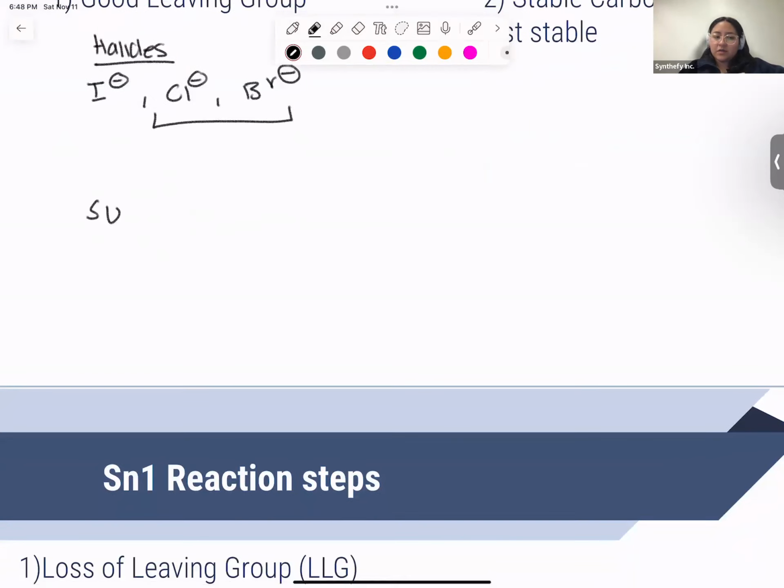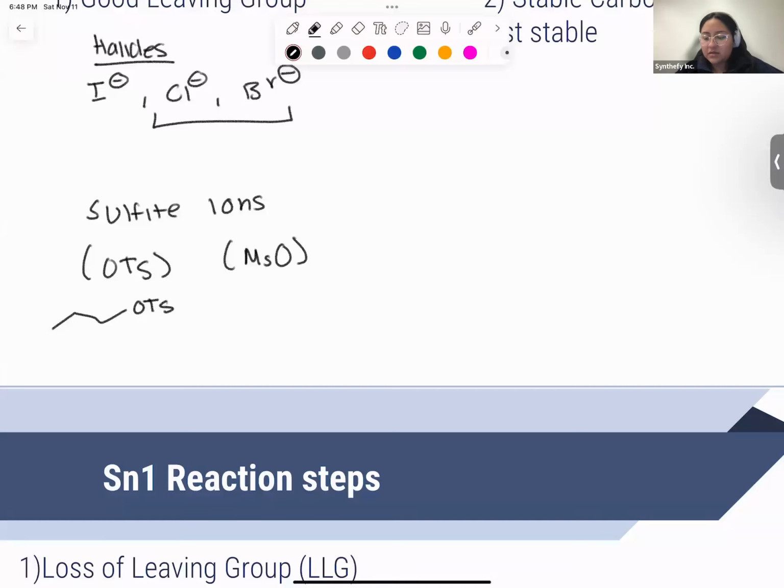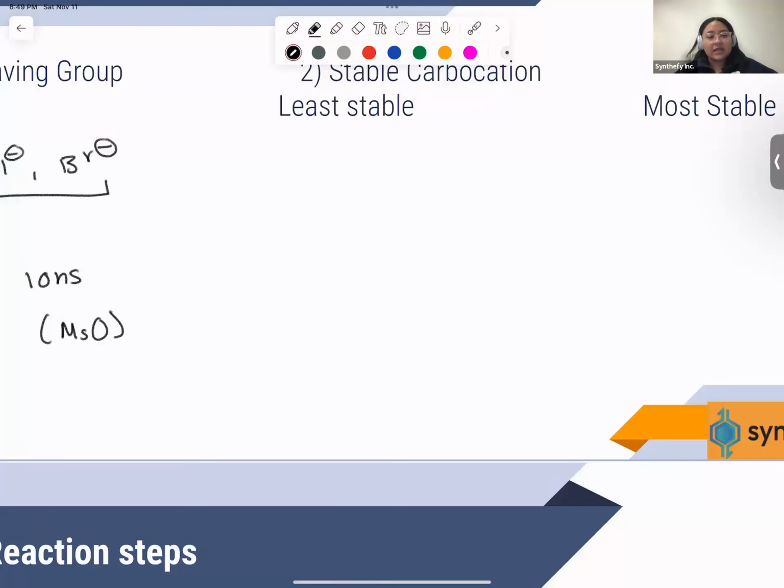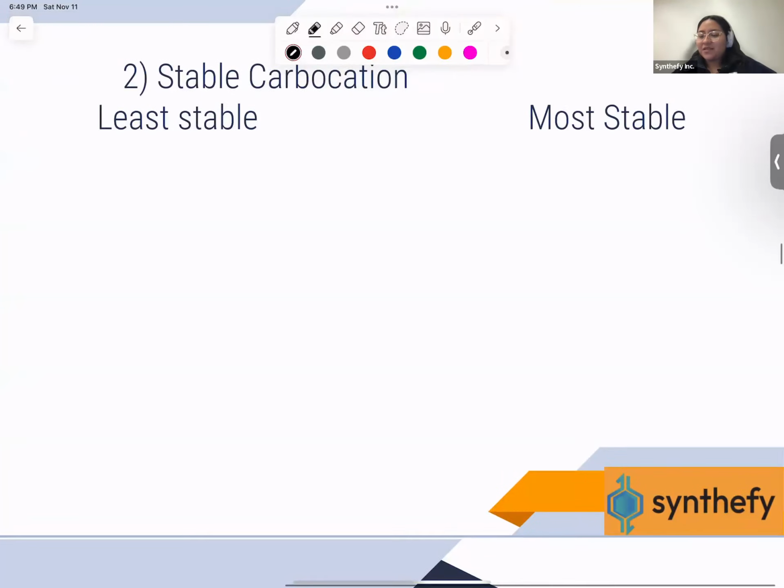And this also includes sulfonate ions, which are OTs and MsO. OTs is an abbreviation, and MsO is also an abbreviation for really large molecules that I will not draw because they will not be drawn on your exams. They will just be abbreviated as OTs. So you have something like this. So that would be your leaving group. That whole molecule is very bulky, a little bit ugly to draw, so that's why you just abbreviate it. So just worry about that. But if you're interested in knowing what they actually look like, just search it up and you will see why it's not drawn.